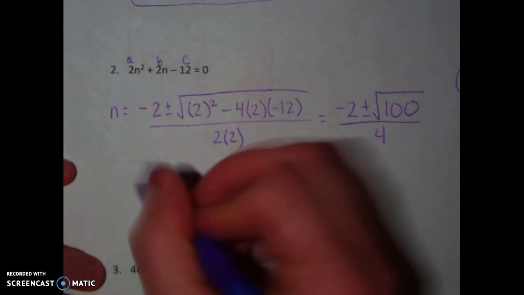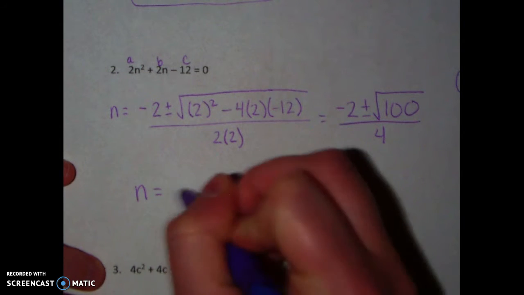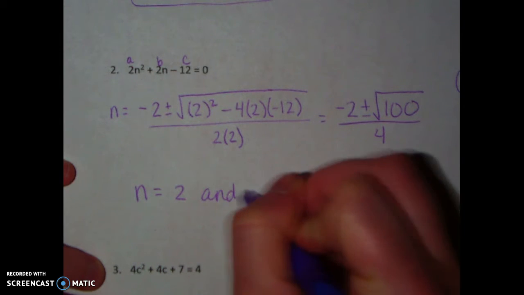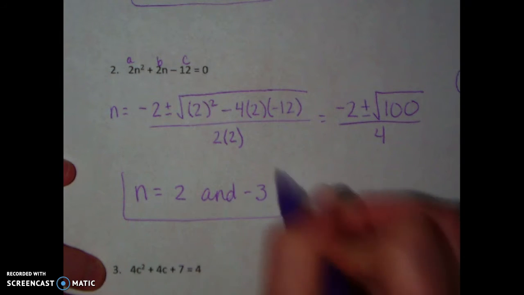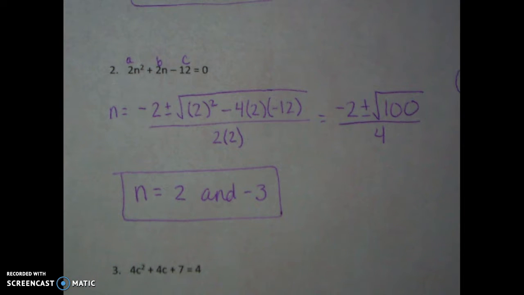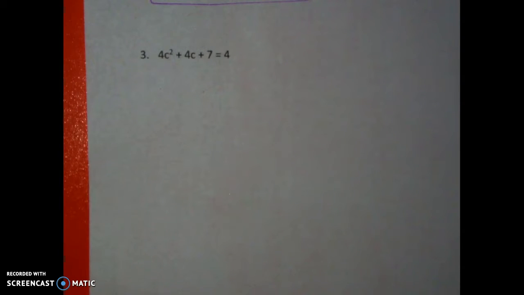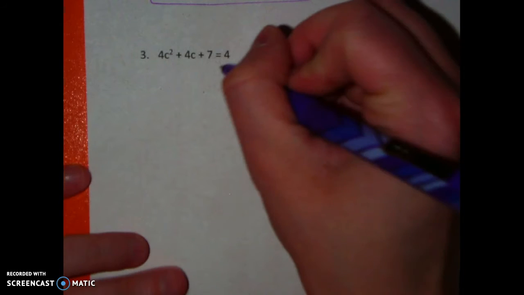Okay, so somewhere you should have n equals 2 and negative 3. Okay, on number 3 I added a step for you. Notice it's not equal to 0. You've got to get everything on the same side. So on this one, your first step needs to be subtracting 4.